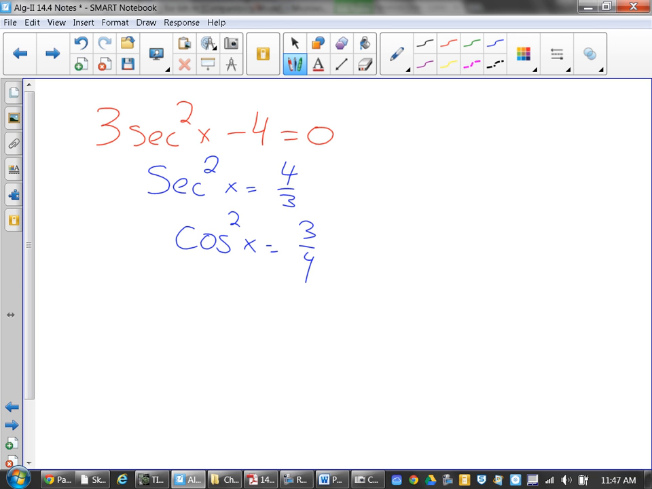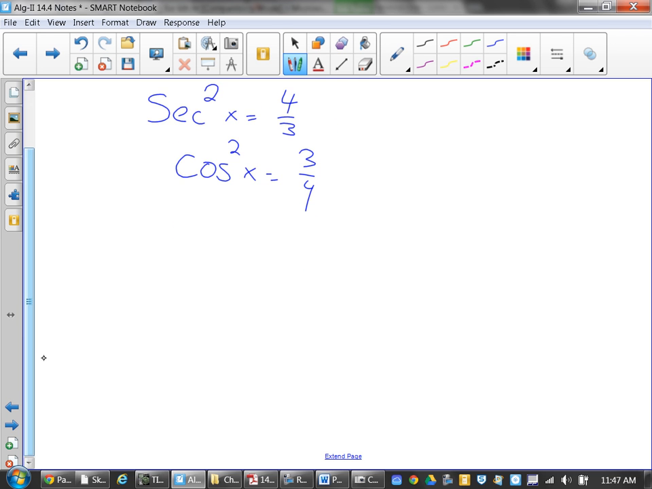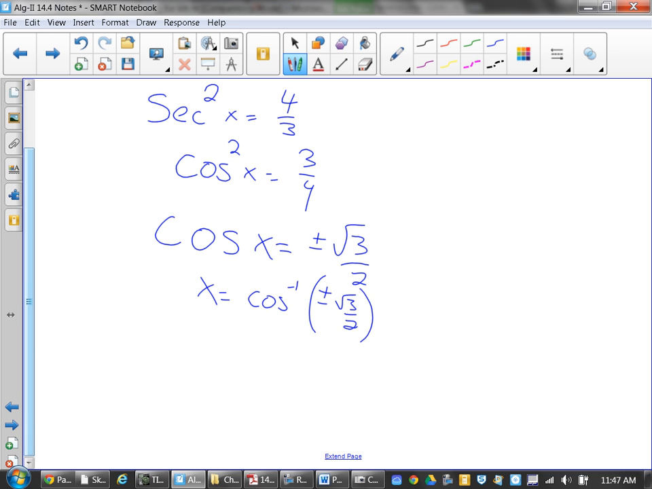So now you just take the square root of both sides, right? Yep. And then it's root 3 over 2, plus or minus root 3 over 2. So what angle has a cosine value of root 3 over 2? So that's what we ask.